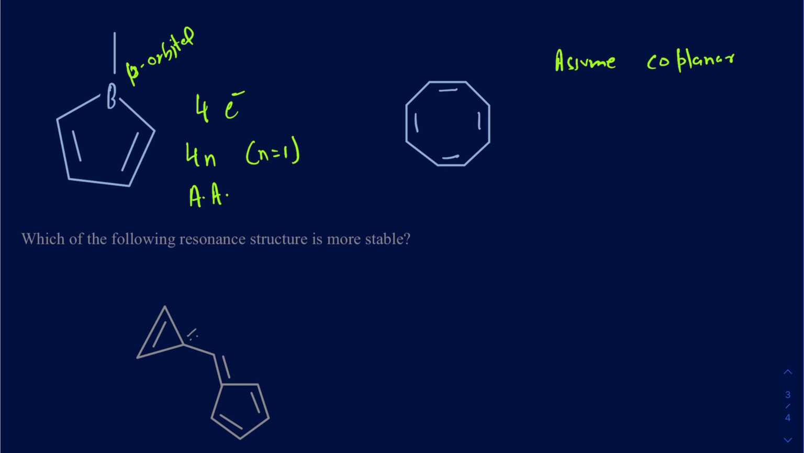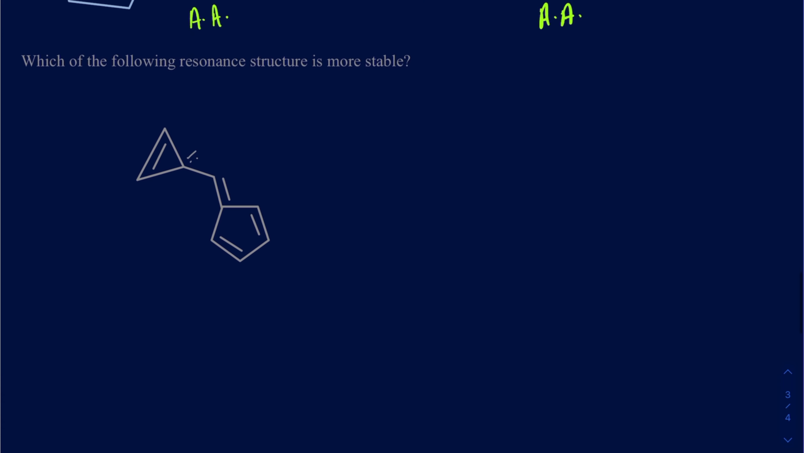From here we're going to look at this whole system being conjugated. I got 4 pi bonds in there. That means 8 electrons being used to create this fully conjugated system, and as a result we have the 4n rule being followed, where n is going to be 2, and that's going to make this ring anti-aromatic.